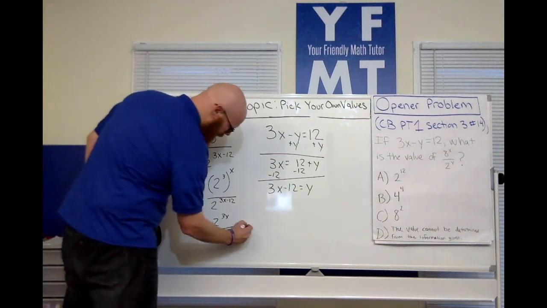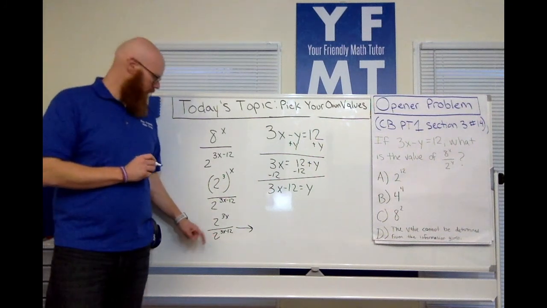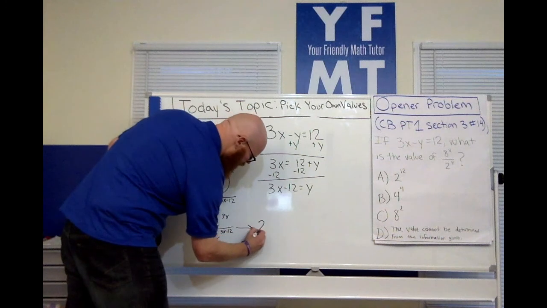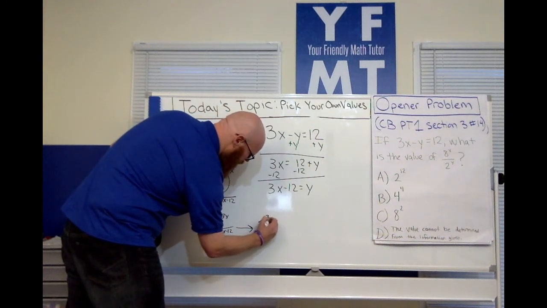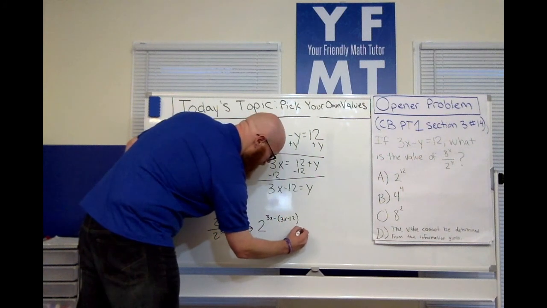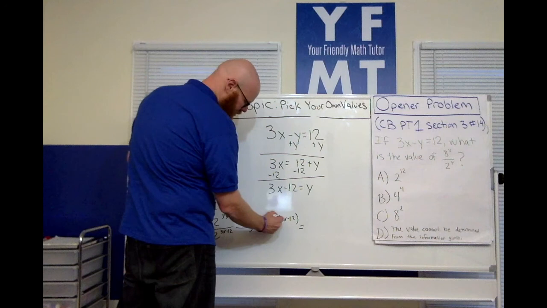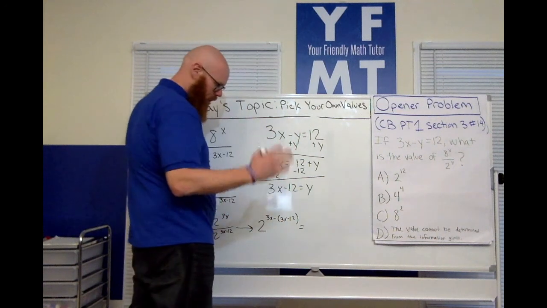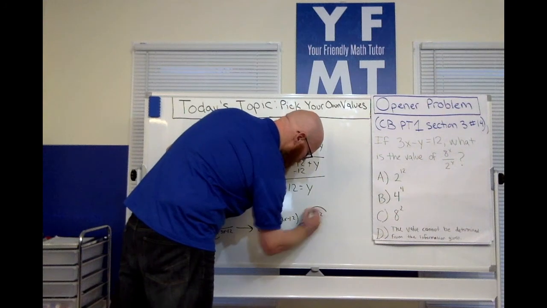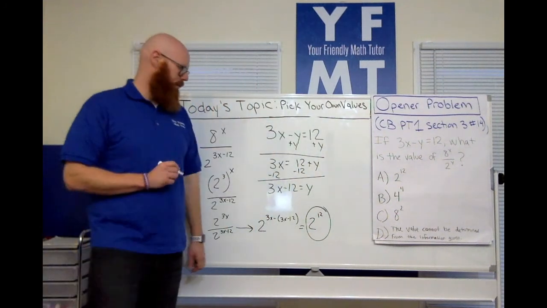And then finally, when I divide and I have the same base, what I'm going to do is subtract my exponents. So I end up with 2 to the 3x minus, 3x minus 12. And finally, I distribute, and 3x minus 3x is gone, and negative 12 is 12, so I get 2 to the 12, which is answer choice A.